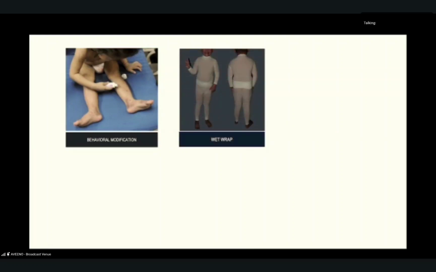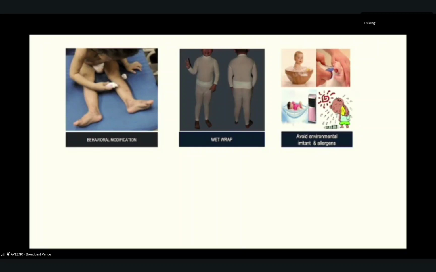Others include wet wrap. Wet wrap, you can tailor according to the background of the patient. If the house is very crowded, very hot, sometimes the wet wrap may exacerbate the eczema. So you need to make sure that the home environment can support the wet wrap. And you need not apply it to the whole body. You can apply it over certain areas that are more lichenified and have severe itch.